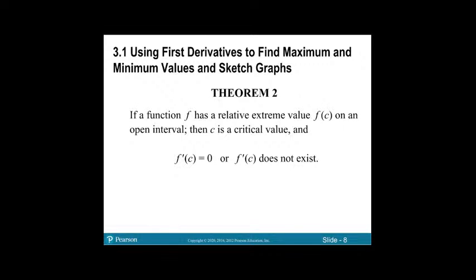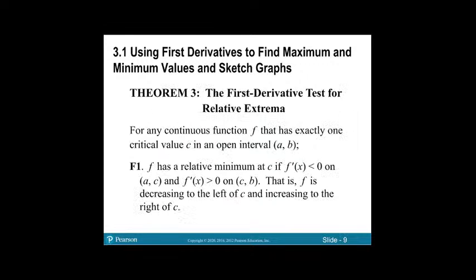If a function has a relative extreme value f of c on an open interval, then c is a critical value. So it should be the case that either the derivative equals 0 or the derivative does not exist. That's kind of a reiteration, maybe the reverse of what I mean. For any continuous function f that has exactly one critical value in an open interval, this is the first derivative test for relative extrema.